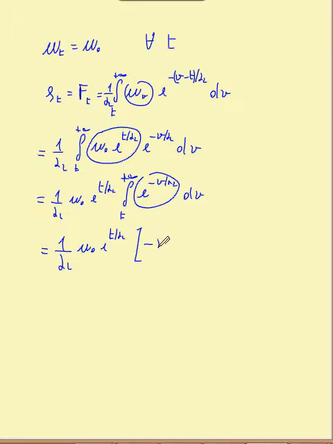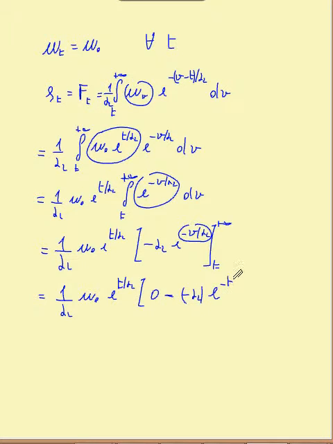So we get 1 over alpha 2 omega 0 e to the power t over alpha 2. This integral is minus alpha 2 e to the power minus v over alpha 2, but we need to compute it between t and plus infinity. When v goes to plus infinity, given that the exponent is negative, the term is 0, minus the value in t, which is minus alpha 2 e to the power minus t over alpha 2. So alpha 2 and alpha 2 simplify, and this and this simplify in the sense that it gives 1.